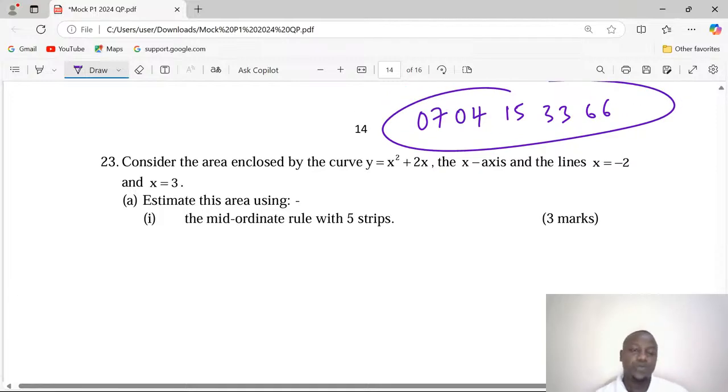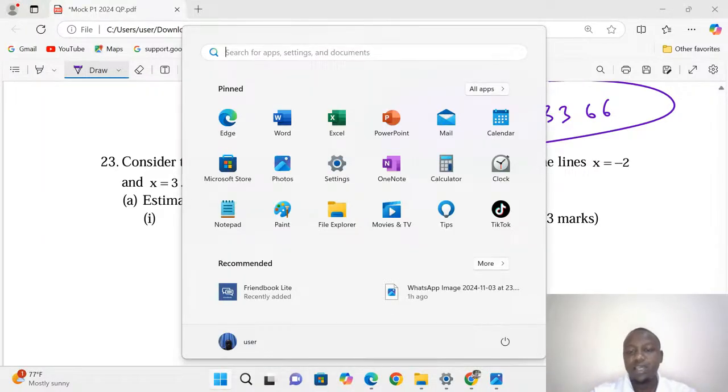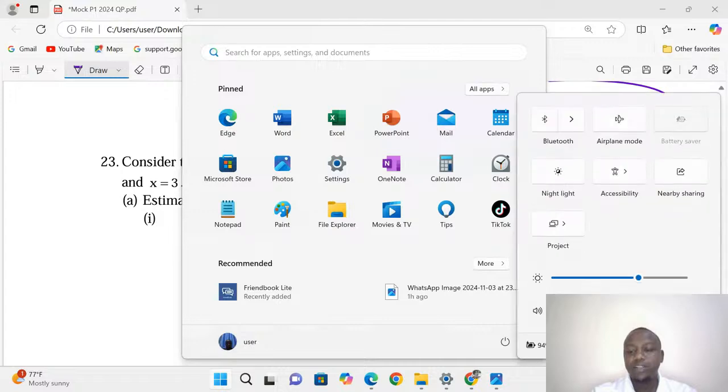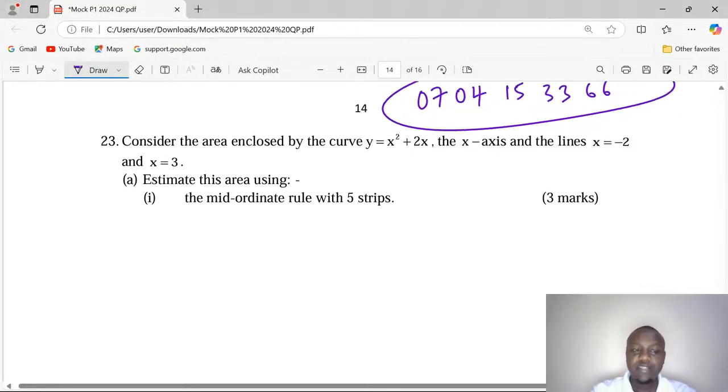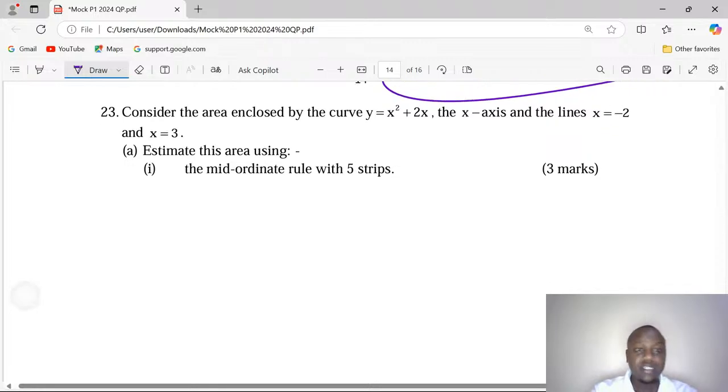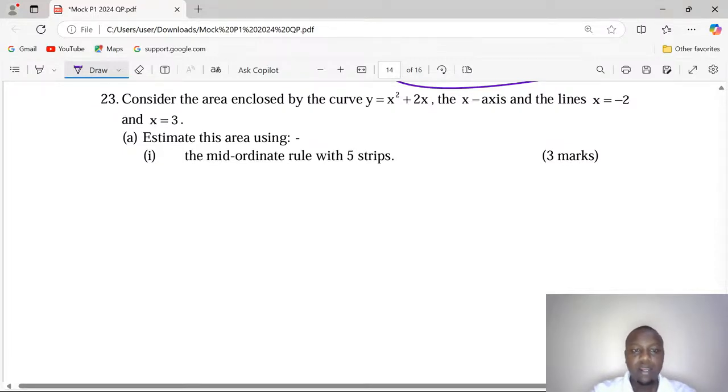Yeah, we now get to area approximation together with exact area by integration. Consider the area enclosed by the curve y equals x squared plus 2x, the x-axis, and the lines x equals negative 2 and x equals positive 3. Estimate this area using, number 1, the mid-ordinate rule with 5 strips.